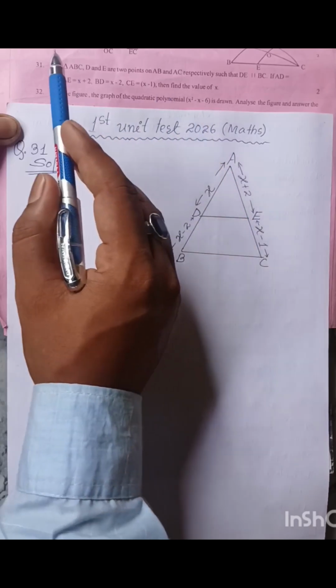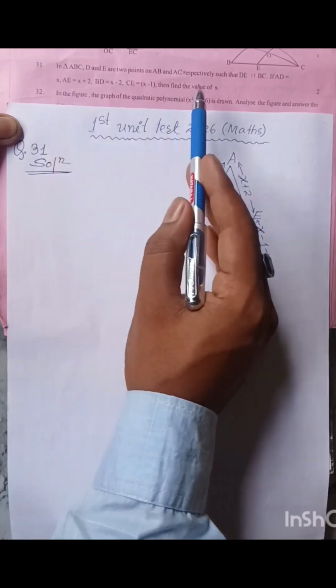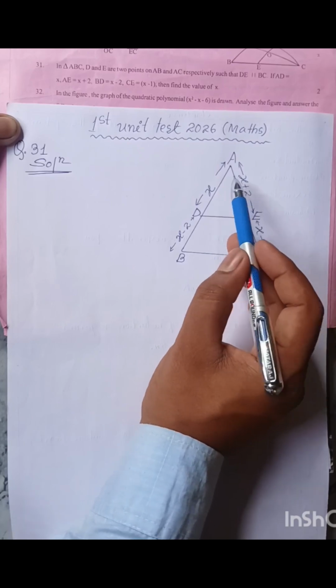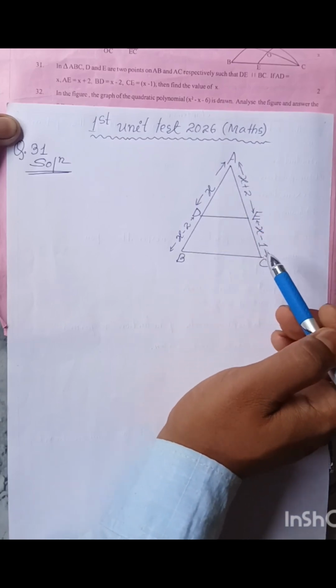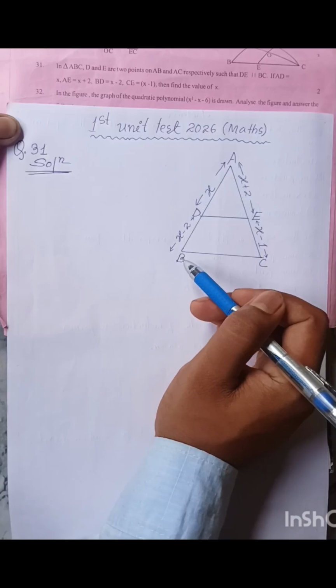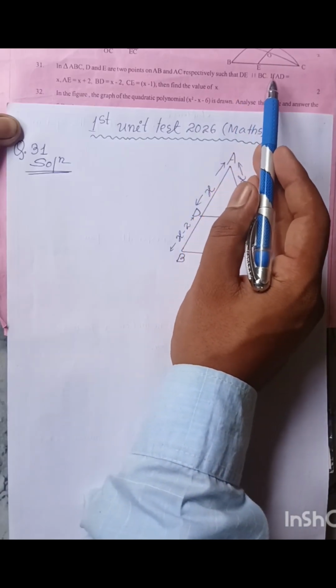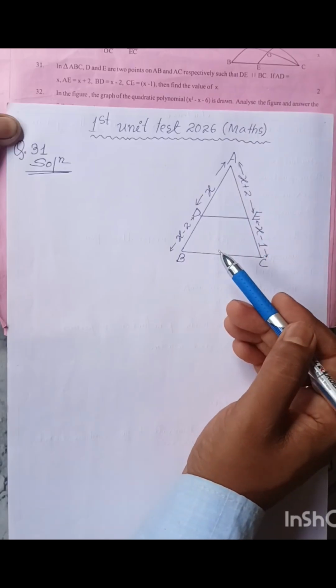So according to this question number 31, we will find the value of X, and this is the diagram that I have drawn for this question. ABC is a triangle and DE is parallel to BC. This is given in our question. Since DE is parallel to BC, I can apply Thales theorem here.